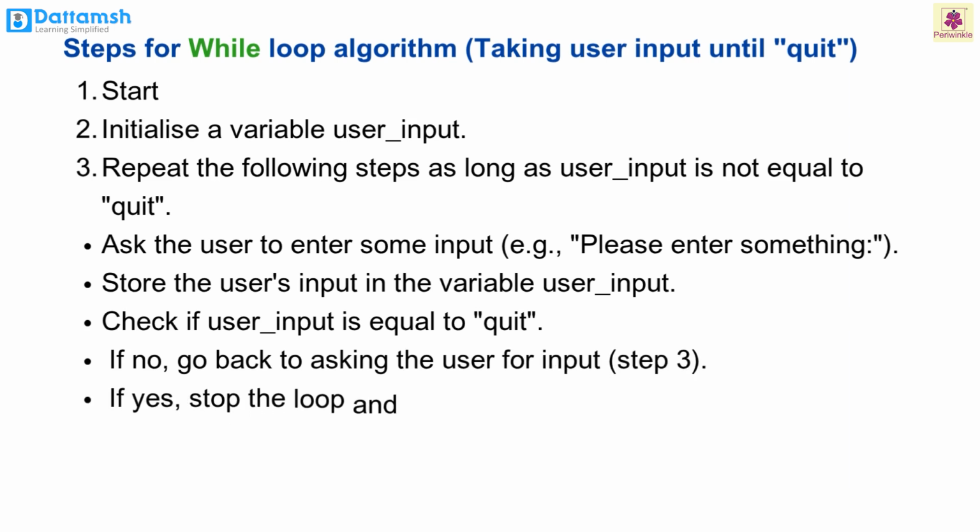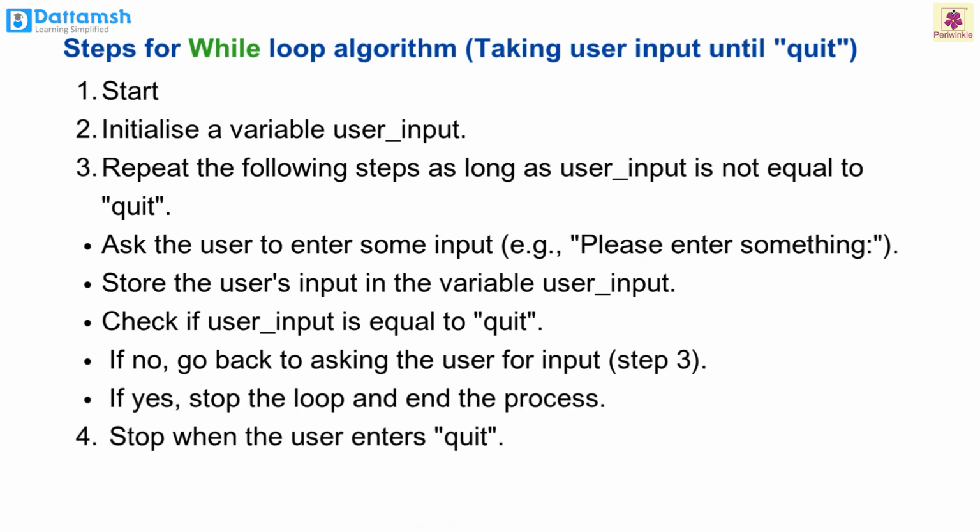Step 1. Start. Step 2. Initialize a variable user input. Step 3. Repeat the following steps as long as the user input is not equal to quit. Ask the user to enter some input, for example, please enter something. Store the user's input in the variable user input. Check if user input is equal to quit. If no, go back to asking the user for input. If yes, stop the loop and end the process. Step 4. Stop when the user enters quit.